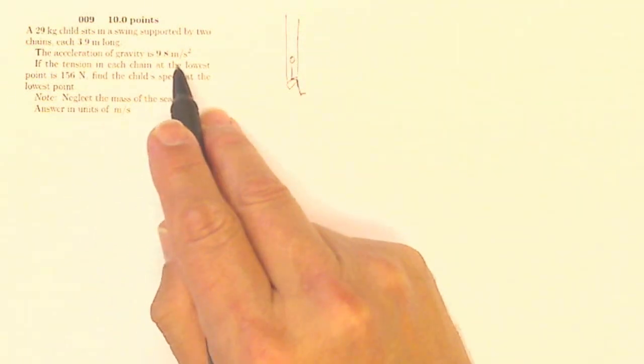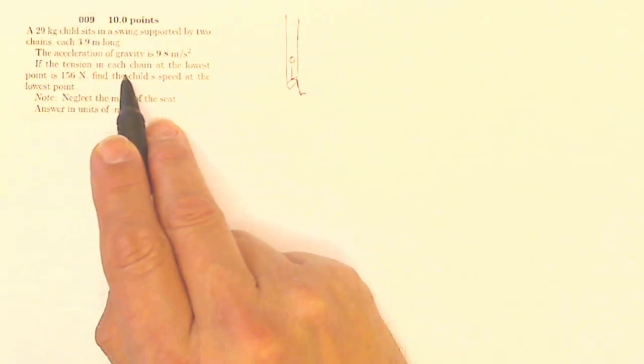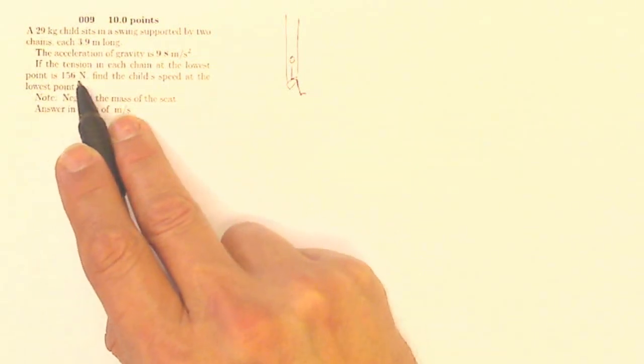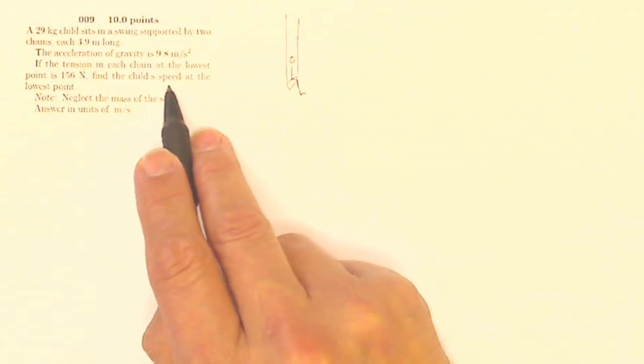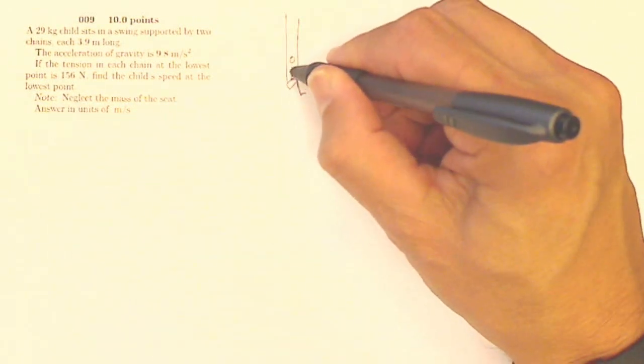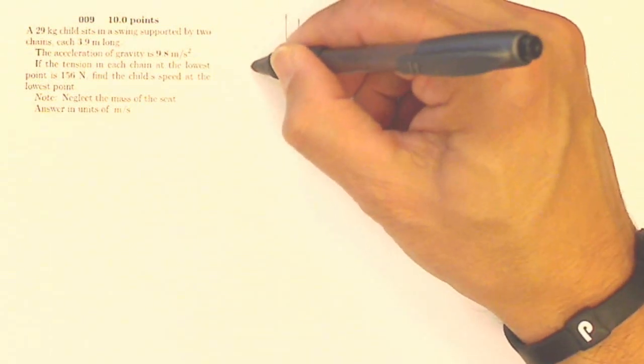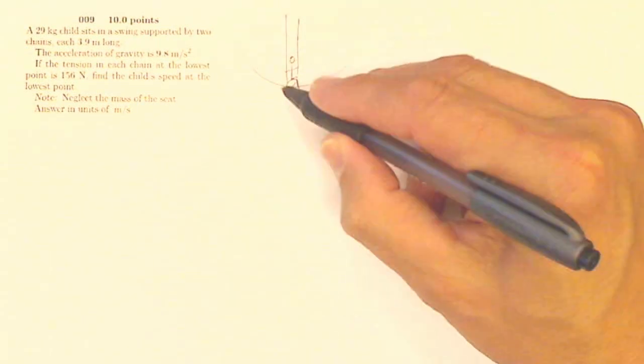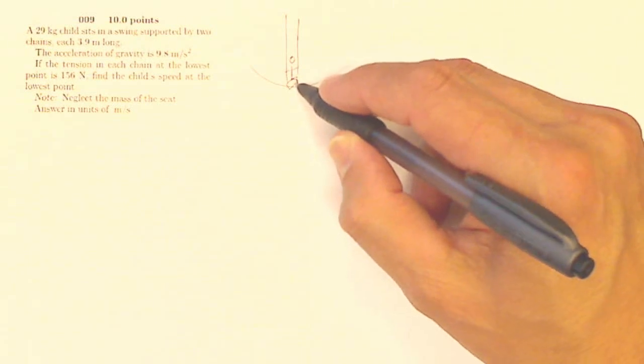The acceleration of gravity is 9.8. If the tension in each chain at the lowest point is 156 newtons, find the child's speed at the lowest point. Neglect the mass of the seat. So this child is hanging on to the swings and going around in a bit of a circle. So at the lowest point, I'm interested in what's going on.